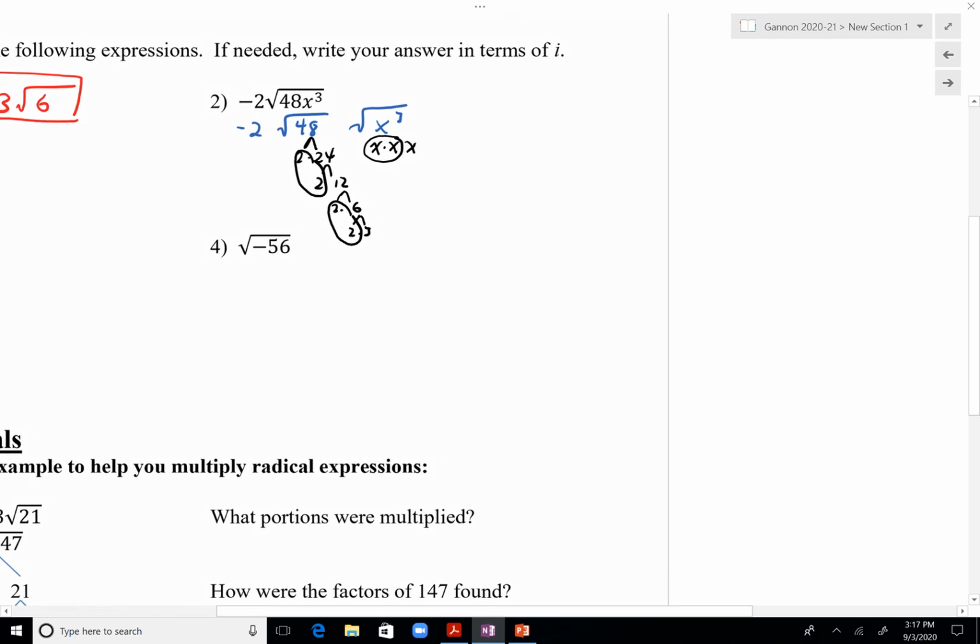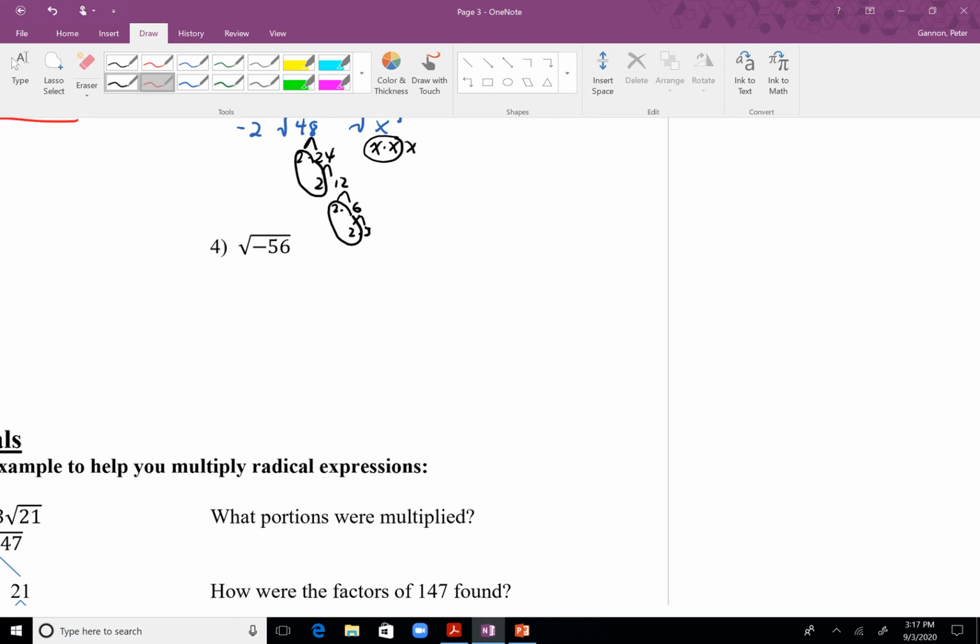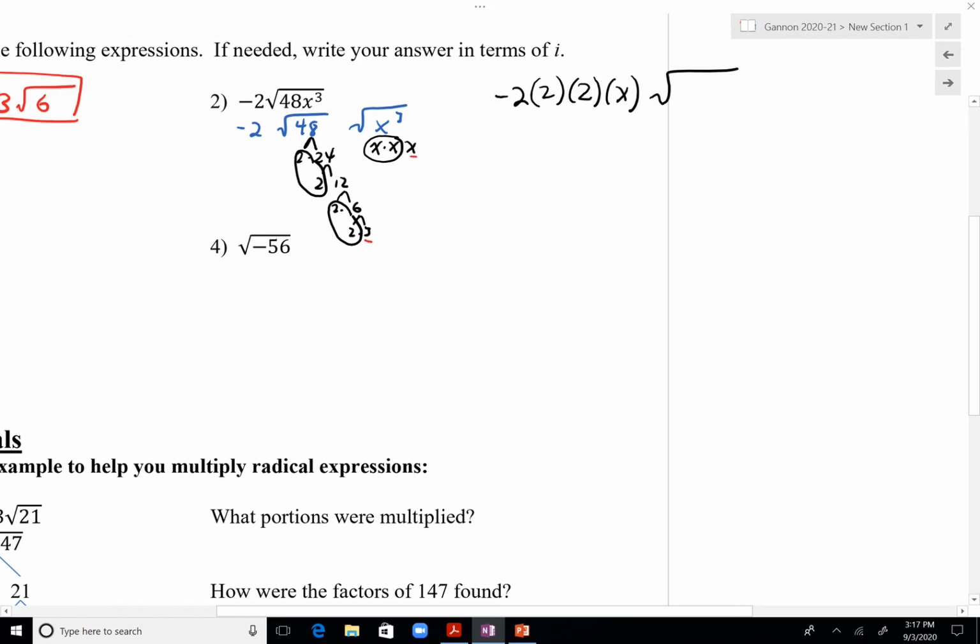All right, so what's going to happen to get our final answer is, if there's a number in front of the radical, I'm going to start with that number, so -2 in front. Anything circled, I'm taking out, and I'm multiplying it by that -2. So I'm going to multiply by 2 again, and by x. Any of the values that did not have a pair are going to stay under the radical. So I have a 3 and an x, which means 3x stays under the radical.